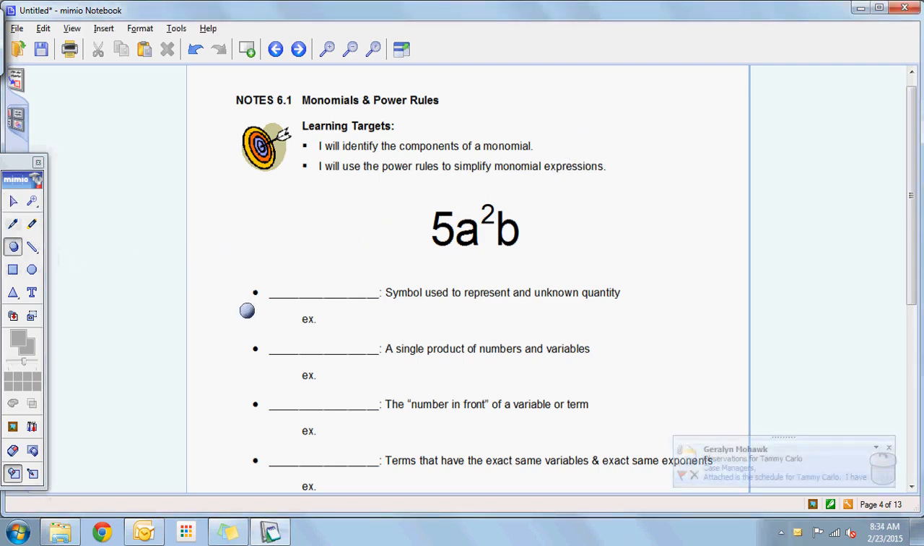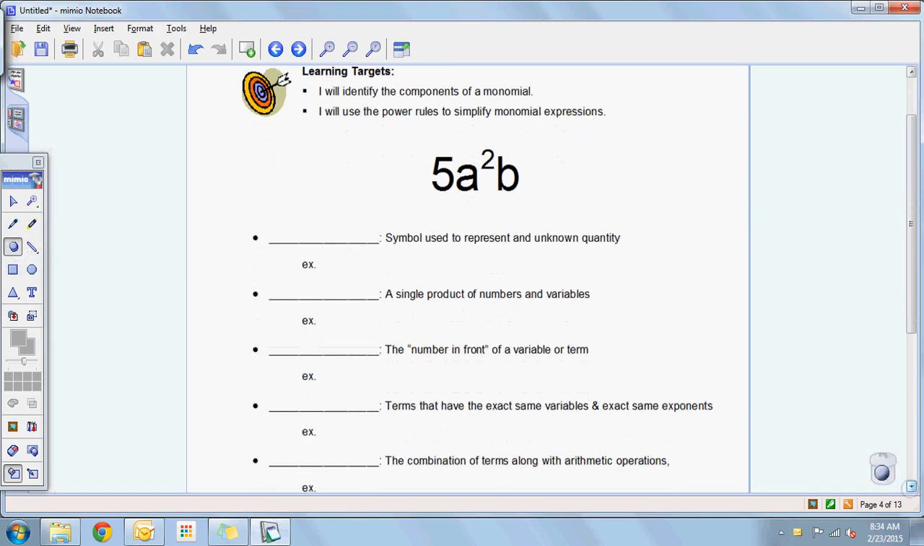We're going to start off with this vocab. So the first thing that you're going to see is a variable. And a variable is a symbol used to represent an unknown quantity. So we have been using these over and over again. These are like nothing to us now. So up here, our variables are A and B. Those are representing something that we don't know. So A and B would be our variables.